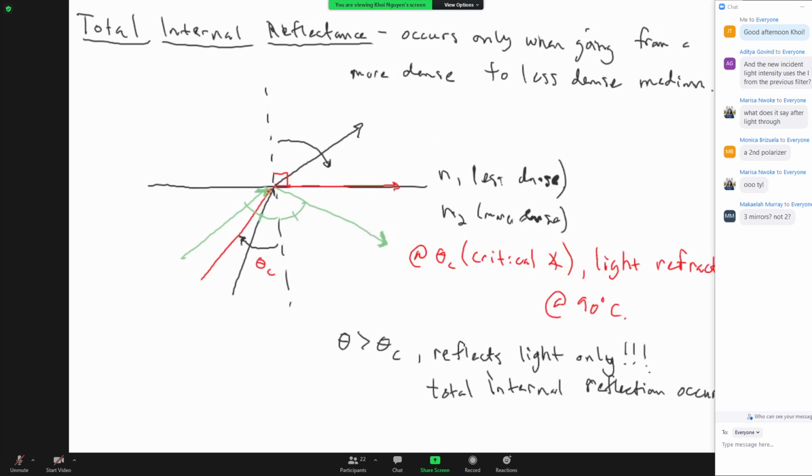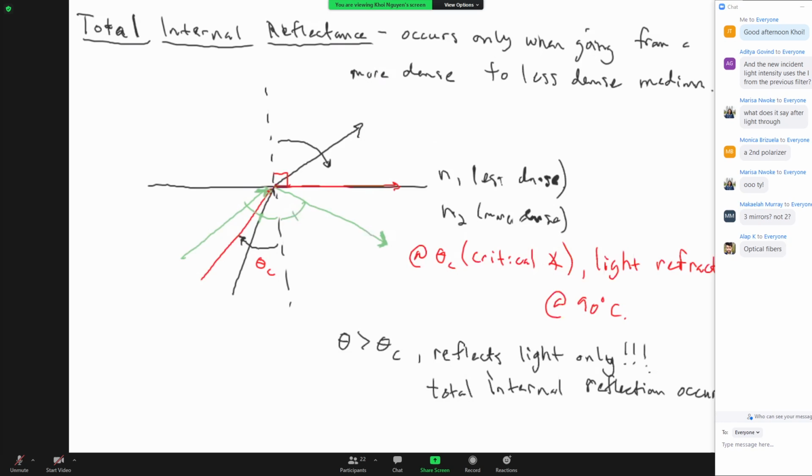Why do we care about total internal reflectance? What practical thing do we use almost every day that uses total internal reflectance? Yay, fiber optic cables. Sorry, not mirrors. Fiber optic cables, right?